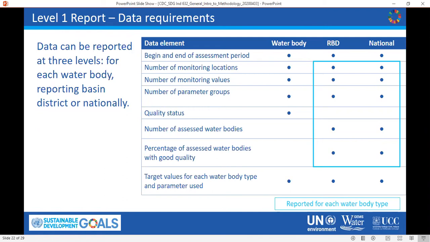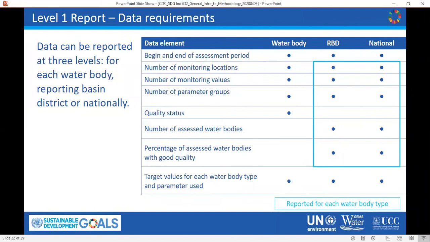Information about the number of monitoring locations, the number of monitoring values, and the number of parameter groups. This information will allow us to assess the completeness and comprehensiveness of the indicator. If you report at the water body level, we also ask you to provide information about the assessment results of the quality status of every single water body.